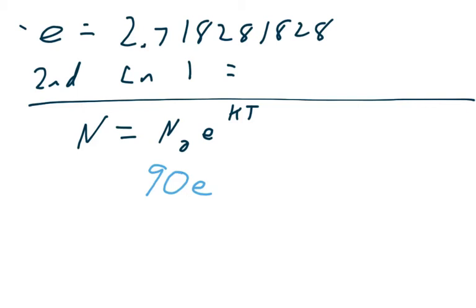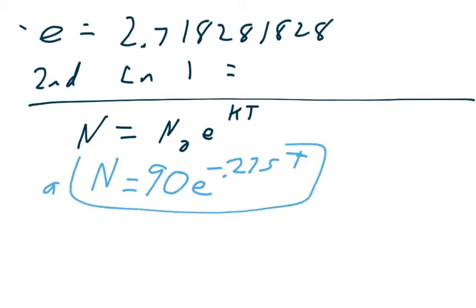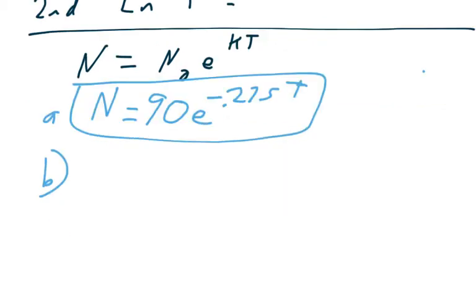e is a number. k is negative 0.275. t we do not know, and our new temperature we do not know. So this is my answer for A. For B, it says what happens if we cool it after 4 minutes. So I got 90e to the negative 0.275 times 4.